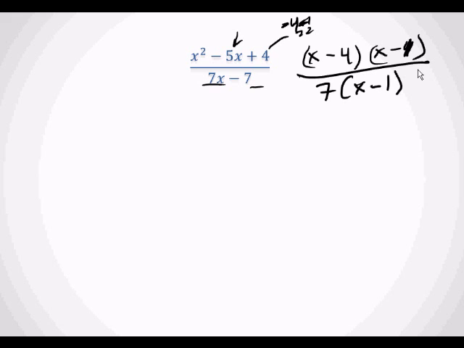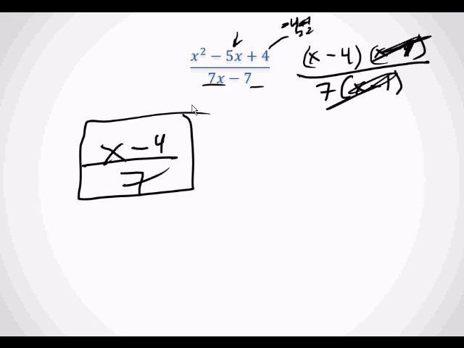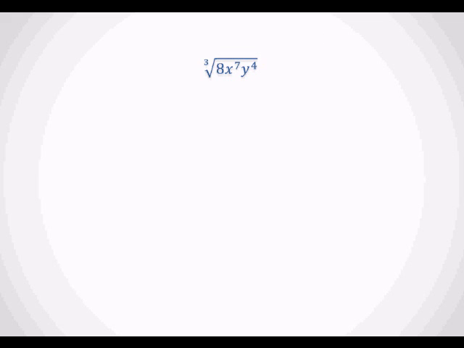The bottom, do you see how I can divide a 7 out of there? And I'm left with x minus 1. So you factor everything. I factor the top, I factor the bottom. Do you see how we both have an x minus 1 that cancels? So what's left is x minus 4 over 7, and we are done. You factor and cancel. Luckily, we both had an x minus 1 on the top and the bottom. They canceled out. Whatever's left over is left over.